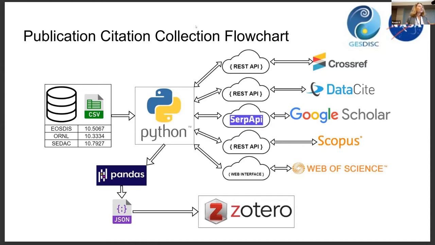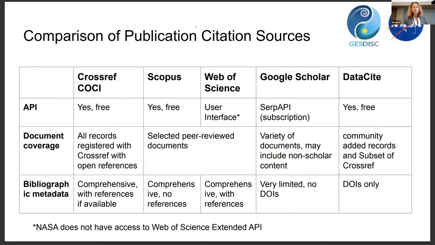And we search these sources by the dataset DOIs, the DOIs of the datasets that our data centers serve. And then we process the data and collect it, tag the data with necessary tags, and place the data into a citation management system, which is free, has a web interface, and is accessible to all.